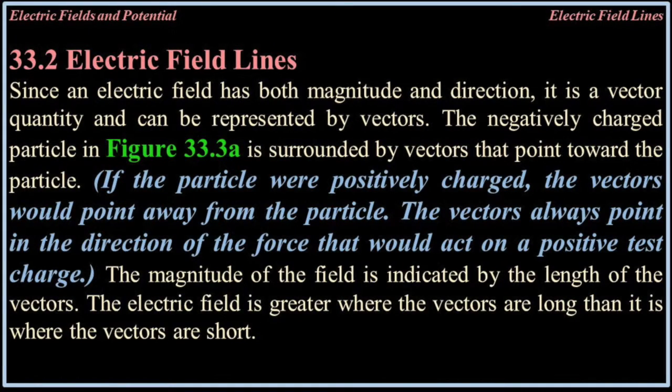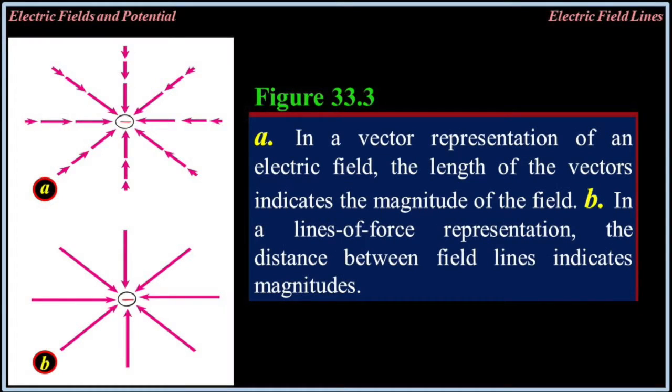33.2 Electric field lines. Since an electric field has both magnitude and direction, it is a vector quantity and can be represented by vectors. The negatively charged particle in figure 33.3a is surrounded by vectors that point toward the particle. If the particle were positively charged, the vectors would point away from the particle. The vectors always point in the direction of the force that would act on a positive test charge.